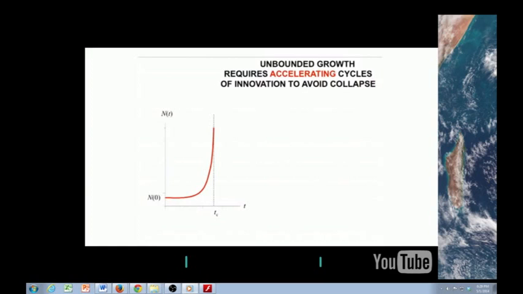And how do you avoid that? Well, we've done it before. What we do is, as we grow and we approach the collapse, a major innovation takes place. And we start over again. And we start over again as we approach the next one, and so on. So there's this continuous cycles of innovation that is necessary in order to sustain growth and avoid collapse.